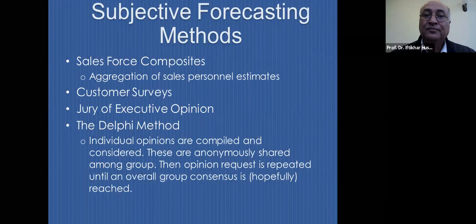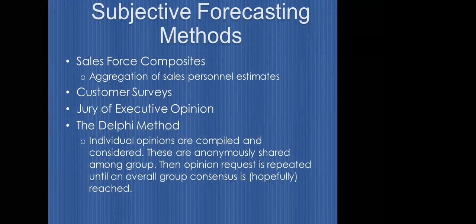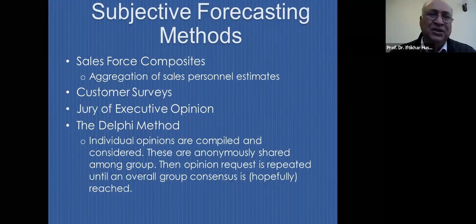Okay, these are various techniques which are used. Some of them are subjective, some of them are objective. The subjective forecasting techniques include sales force composites. Obviously, it is the forecast which is coming from the sales personnel, people who are in the market, they know how many products are basically sold. So basically it is the aggregation of sales personnel estimates.